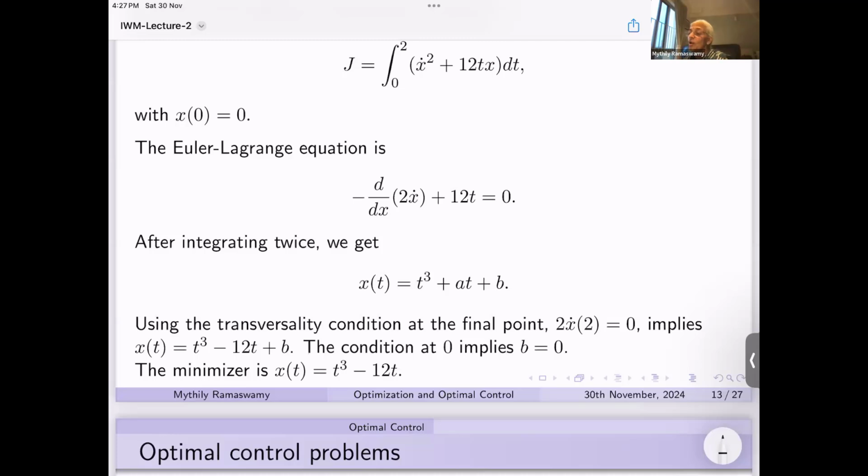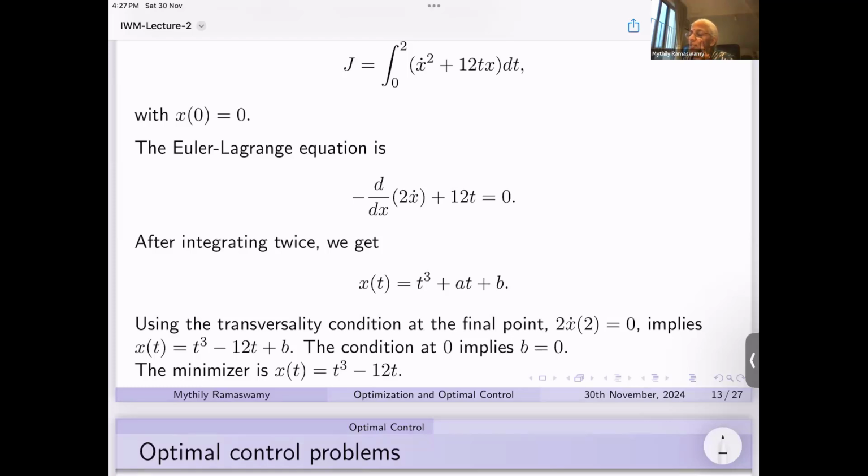But how do I solve for the two unknown constants? One is easy: x(0) is 0 will give you b is 0. But a is floating, I have to solve for a. For that, the transversality condition at the final point, I have to get 2x dot. So the derivative of L with respect to x dot evaluated at 2. What does that give you? That will give you 2 times x dot evaluated at 2 must be 0.